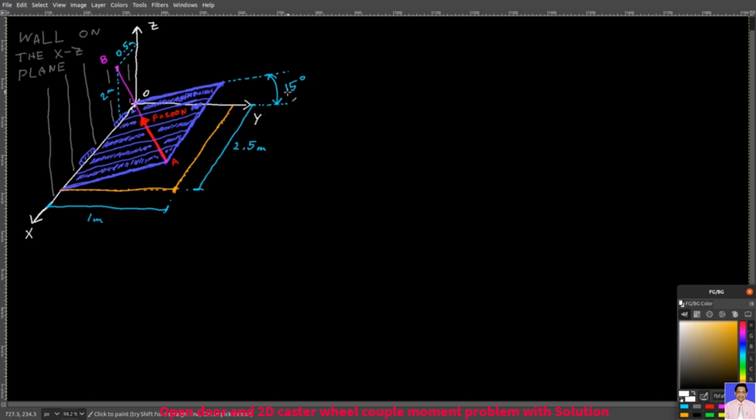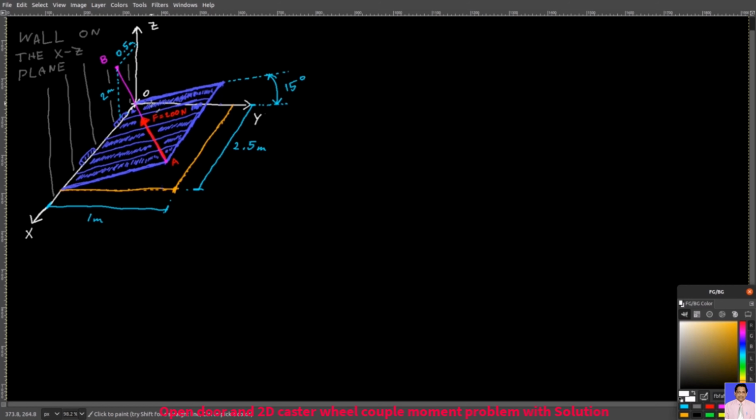Due to the tension force in the cable, the door experiences a force vector of 200 newtons that originates from this point A, and it points in the direction of point B.